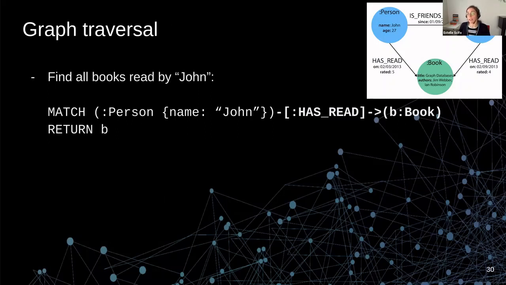So we can match one person and select one person, but the power and the real advantage of graph databases lies in the fact that we can traverse a graph by following a relationship. For instance, we can find all the books read by John by using this query. We start from the node John, then we follow the relationship has read up to a book, and we just select the book matched by this pattern.